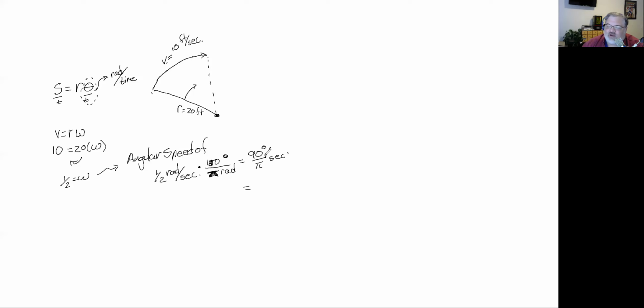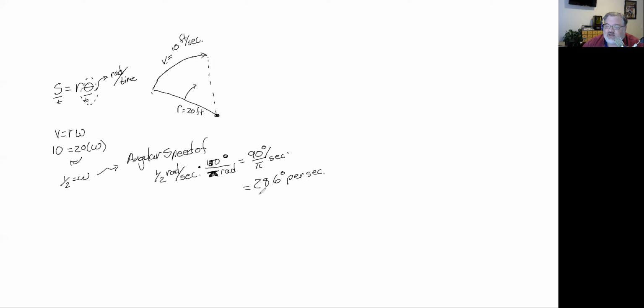So it might be nice to know what 90 divided by pi is. That should be somewhere in the realm of 30, but let me find it. 90 divided by pi is 28.6. So our angular speed is 28.6 degrees per second. So if that's easier to visualize, great. You can visualize that turning at 28 degrees every second.